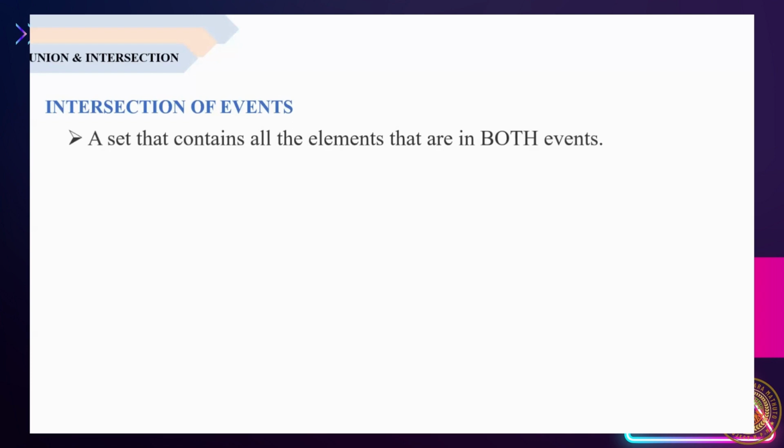Next is the intersection of events. When we say intersection of events, it is a set that contains all the elements that are in both events. So whatever we find in the events of A and in the events of B that they have in common, that is called the intersection of events. The intersection is written as A ∩ B. The inverted U is the symbol of the intersection.